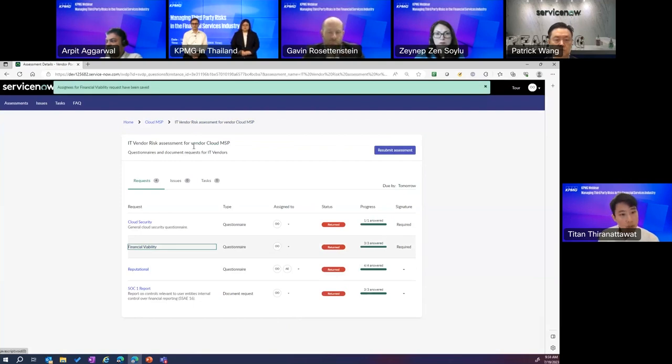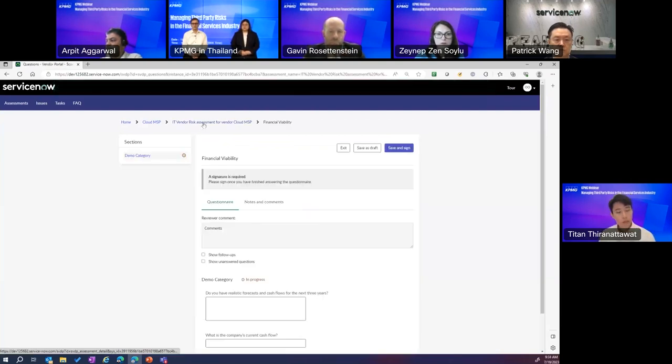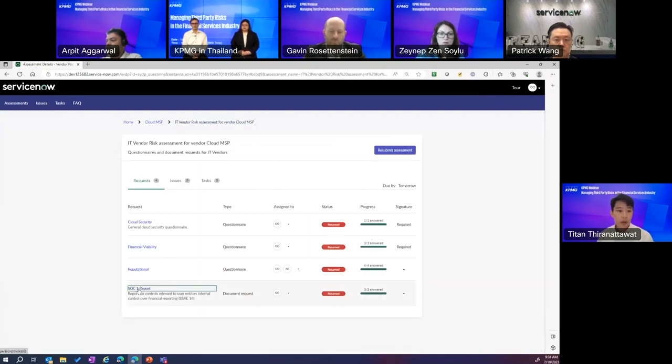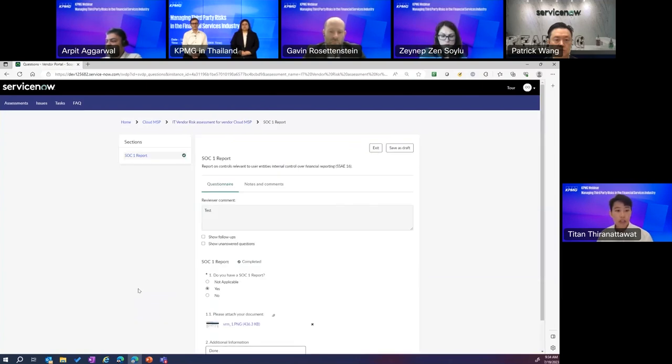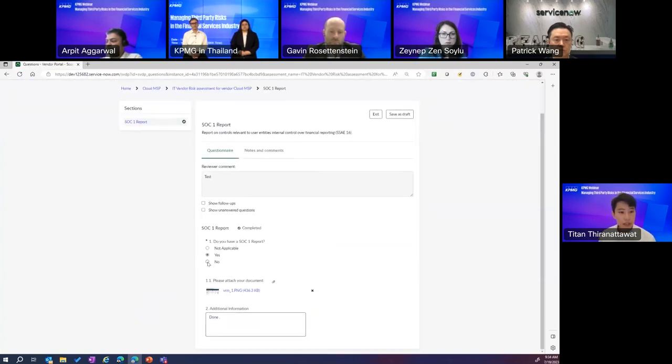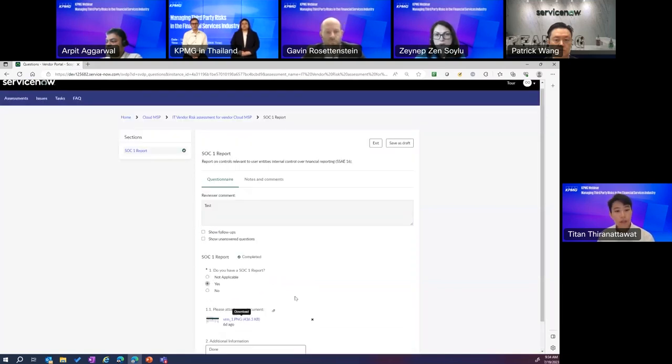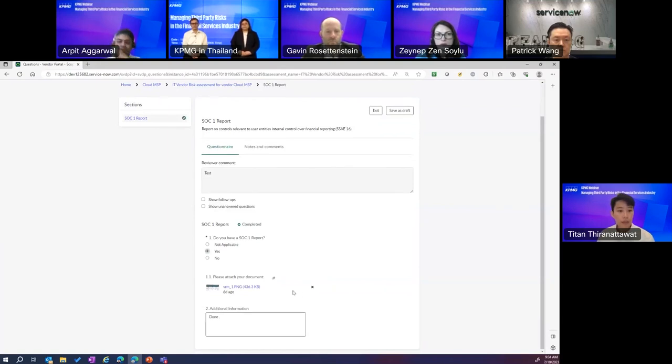And okay, let's go into the SOC 1 report. So for this, the request is fully customizable based on the client's requirements. So let's say the question is answered a certain way. For this one, it's asking if the vendor has a SOC 1 report available. If we answer yes, it would trigger certain conditions. So for this one, it would trigger that the vendor needs to provide a document such as a SOC 1 report, and they can go ahead and upload the report and save as draft.